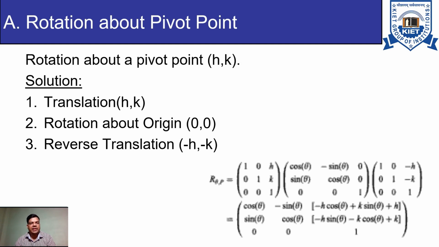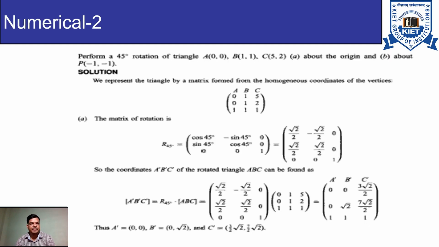In that case we can directly apply the matrix. So here is a numerical for that. Perform a 45-degree rotation of a triangle A (0, 0), B (1, 1), C (5, 2), and in this there are two parts.